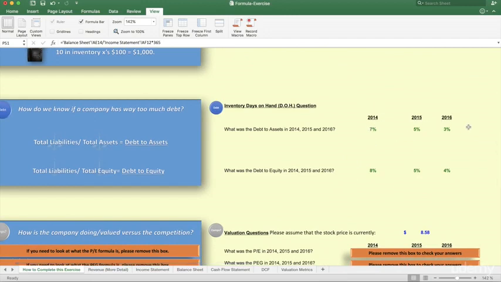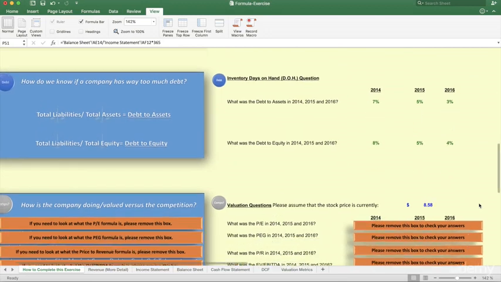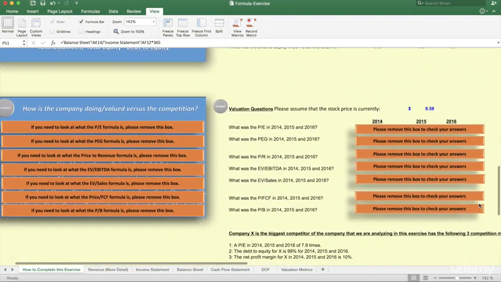We're fine. It's actually going down. It's very healthy. Debt to equity, it's healthy as well. We're in good shape here. We've got a healthy company. All right, and then we've got the price earnings based on this.